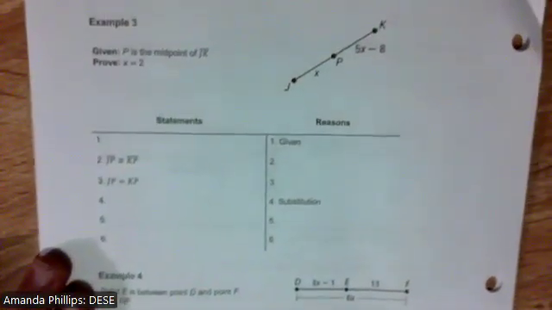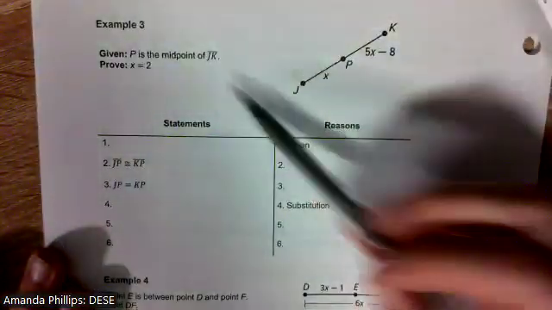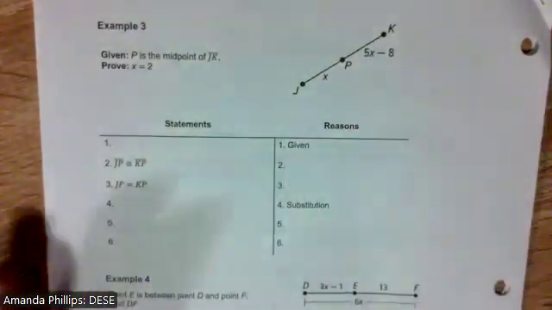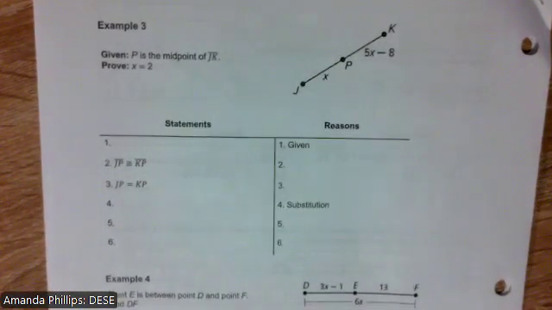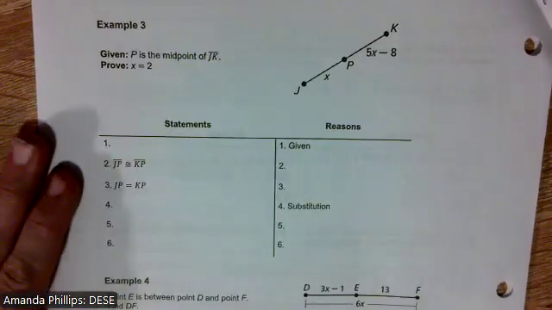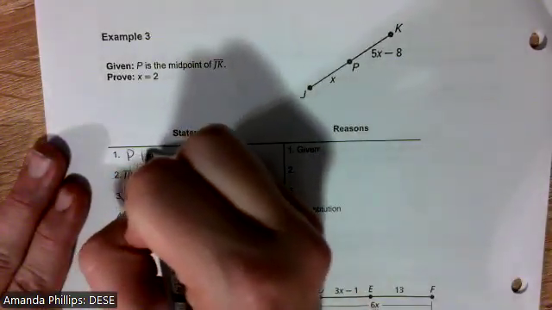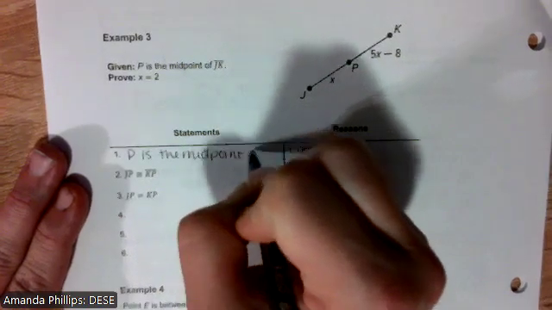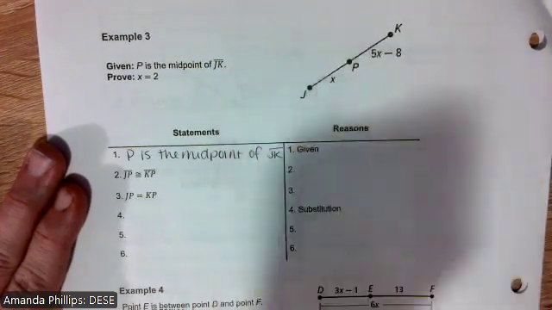We've got two more. So example 3, it says P is the midpoint of segment JK. So P is the midpoint. And what I'm trying to prove is that X equals 2. All right. Well, let's start with what I am given. P is the midpoint of segment JK. All right.